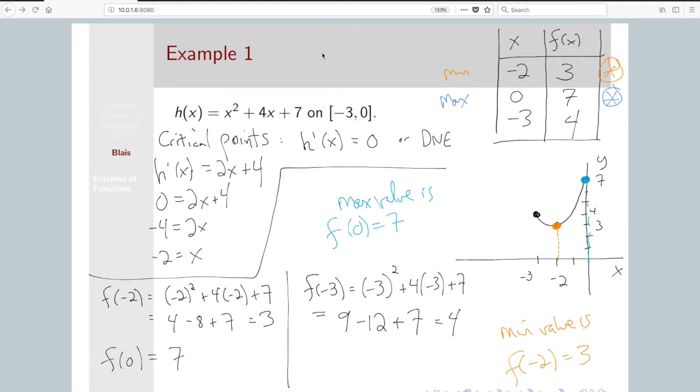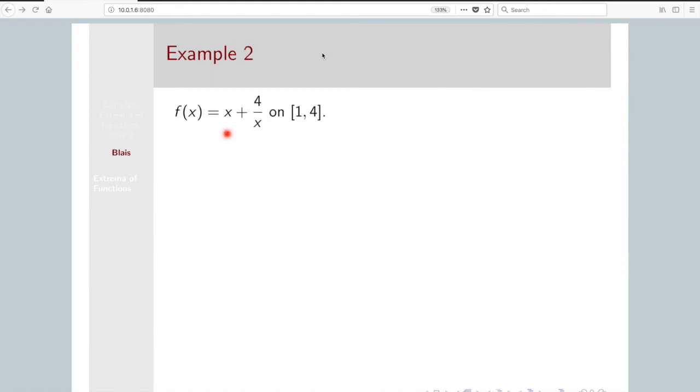Let's look at another example. Suppose we have f of x equals x plus 4 over x on the interval [1, 4]. Now, here we have to be careful. Are there any points in [1, 4] that are not in the domain of f? Is this actually continuous on [1, 4]? And yes, it is. The only trouble spot is x equals 0. 0 is not in this interval, so we're okay there.